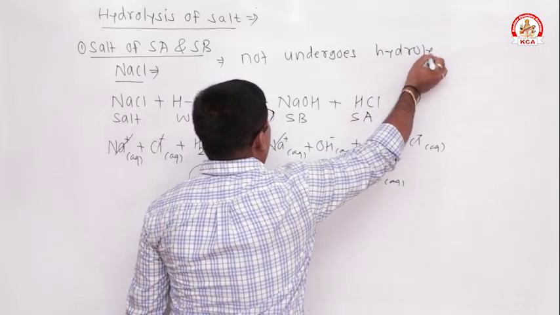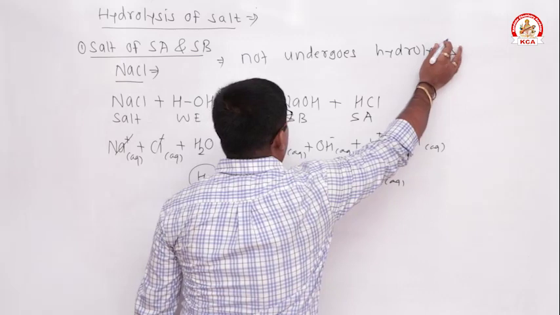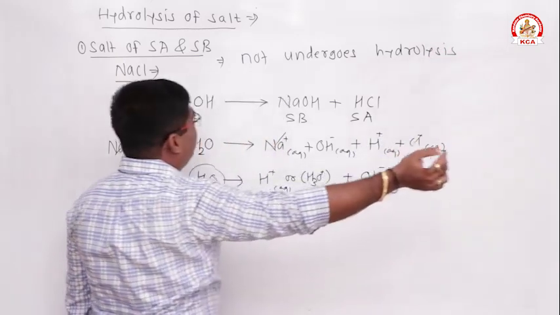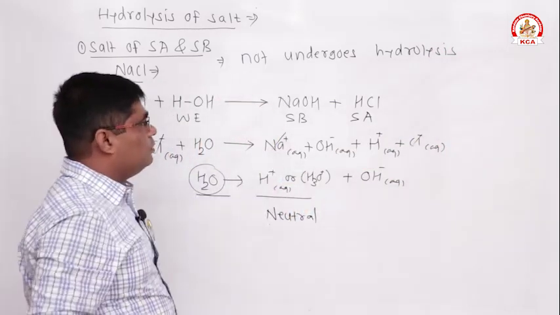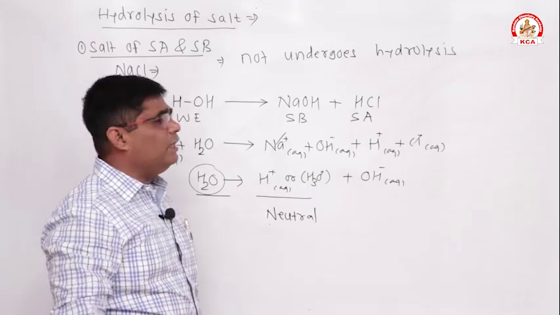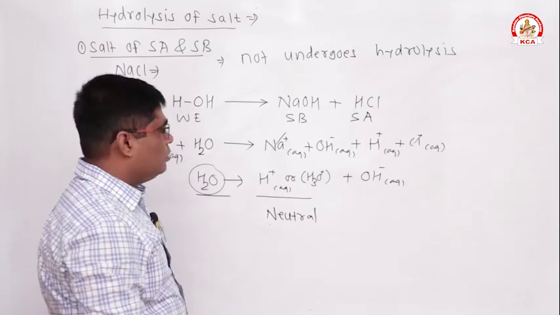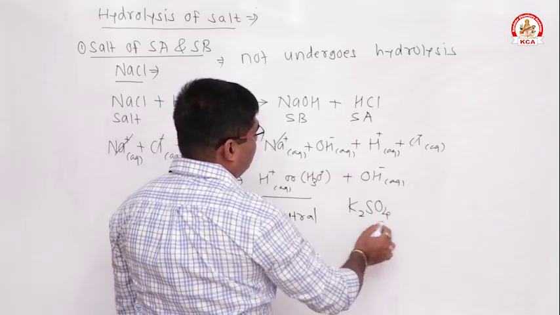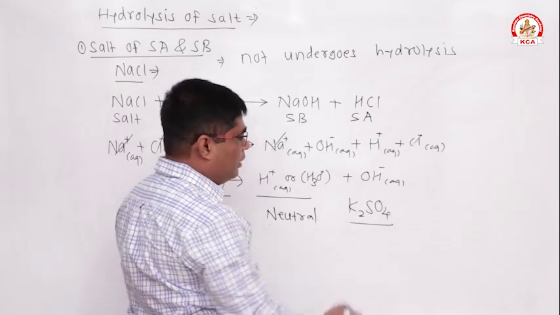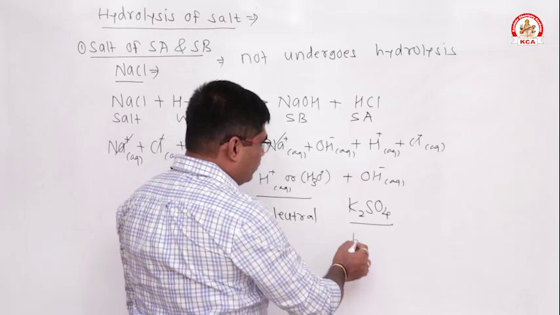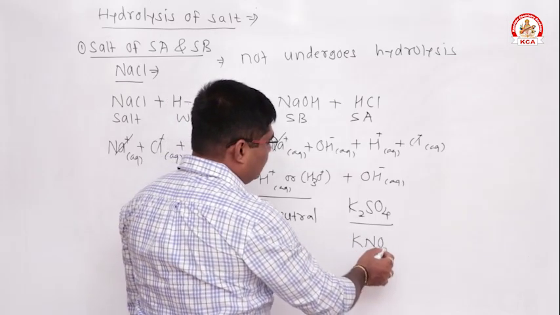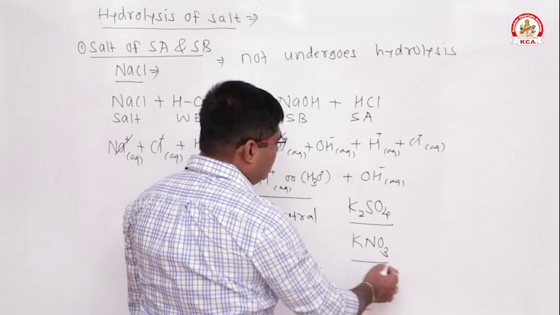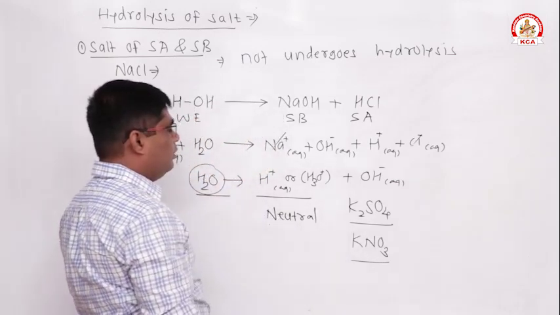मग which salt not undergoes hydrolysis हे जर सांगायचं असेल तर तुम्हाला कुठला सॉल्ट आयडेंटिफाय करायला लागेल? सॉल्ट ऑफ स्ट्रॉंग ॲसिड स्ट्रॉंग बेस, एनी टाइप ऑफ सॉल्ट ऑफ स्ट्रॉंग ॲसिड स्ट्रॉंग बेस. इवन आपण जर K2SO4 घेतला तर याचे हायड्रोलिसिस होणार नाही. आपण जर KNO3 घेतला याचे हायड्रोलिसिस होणार नाही. सच टाइप ऑफ सॉल्ट नॉट अंडरगोज हायड्रोलिसिस.